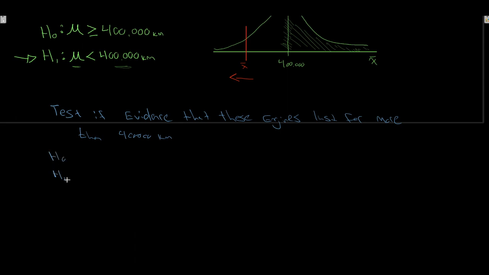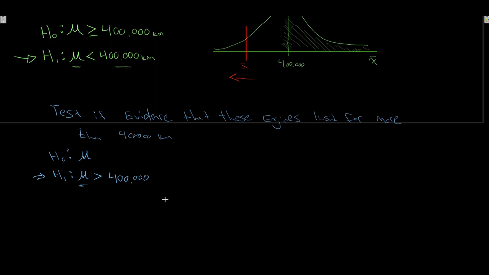We would have our alternative. And again, we're dealing with an average situation. So our population parameter of interest is our mu, our true population mean. And again, starting off with our alternative, 99% of the time the question is phrased in the alternative. It is test if there is evidence that these engines last for more than 400,000 km. So that is, I want to say, hey, is there evidence to say that the true population mean is actually greater than 400,000? And we're only testing to see if it's bigger.